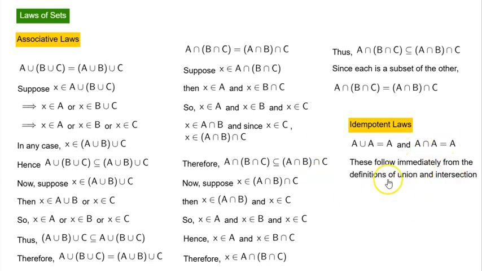These follow immediately from the definitions of union and intersection. We have identity laws: A union empty set is equal to empty set union A is equal to A. Now again, how to prove that? Suppose X is in A union empty set.